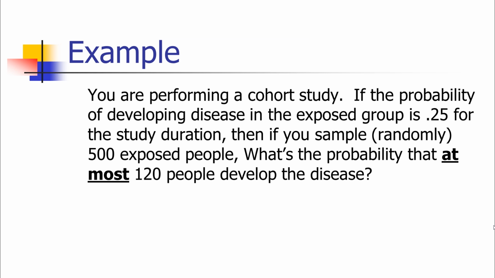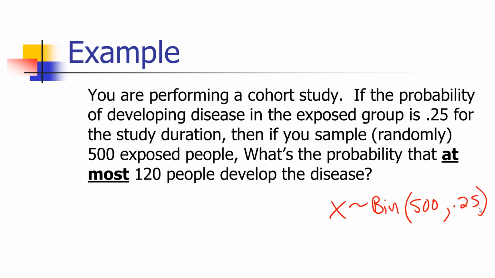Let's say you're doing a cohort study, and the probability of developing disease in the exposed group is 25%. Let's say you sample 500 exposed people, and you want to make sure you're going to get enough people that develop the disease. So you might want to know, what's the probability that I'm going to get at most 120 people developing the disease? Well, we're on a binomial. There's 500 people, and each person has a 25% chance of developing the disease. Am I going to get enough cases of disease, or could I get less than 120, or 120 or less?